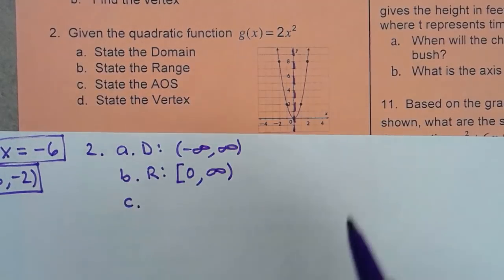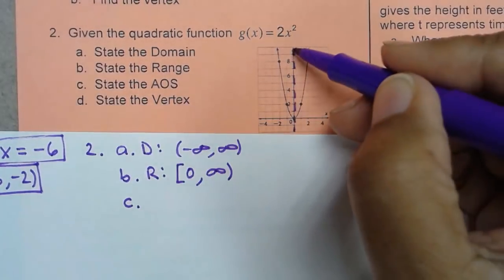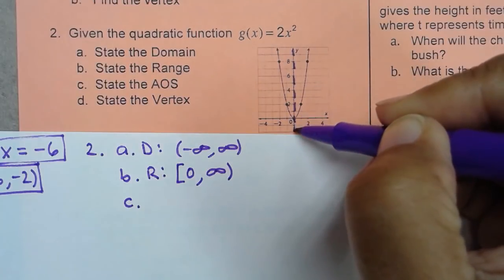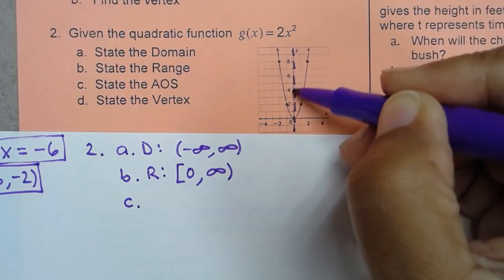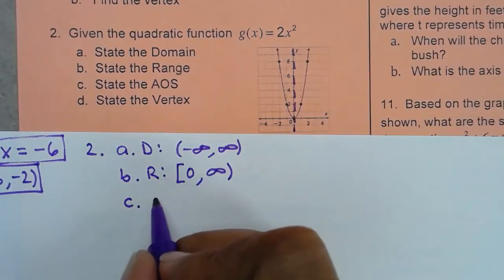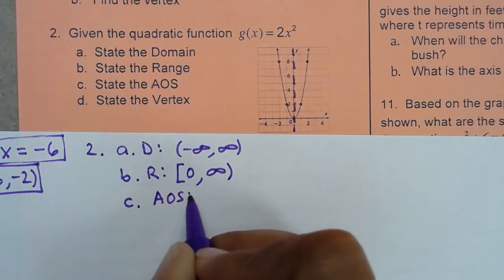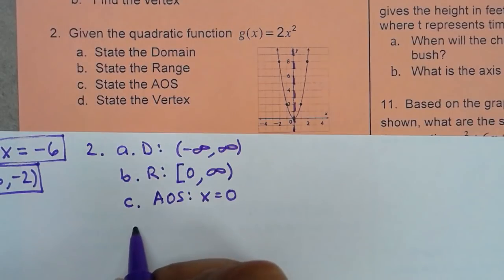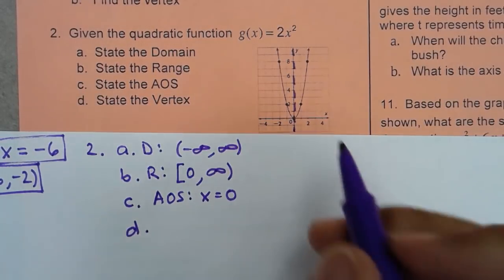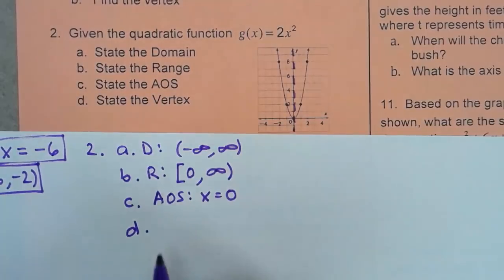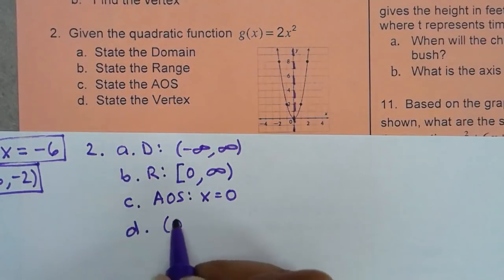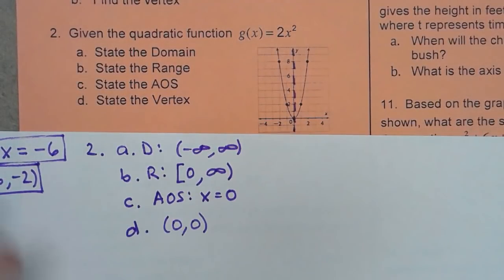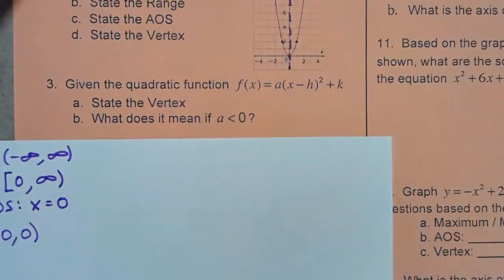Okay, Part C is stating the axis of symmetry. The axis of symmetry is the line that splits this parabola. That line right there is not just a number, it's an x equals value. And x happens to equal 0 at that point. And D is stating the vertex. Well, the vertex is the very bottom of this parabola, which happens to be 0, 0. All right, let's take a look at number 3.